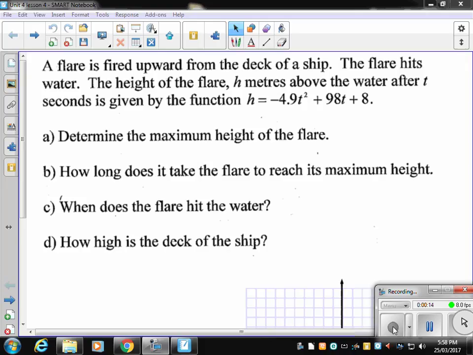The flare hits water. The height of the flare, h meters above the water after t seconds, is given by the function h equals negative 4.9t squared plus 98t plus 8. So we're asked to find all the key features of this particular parabola.